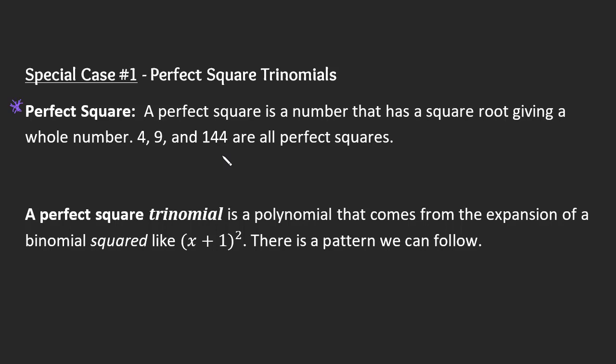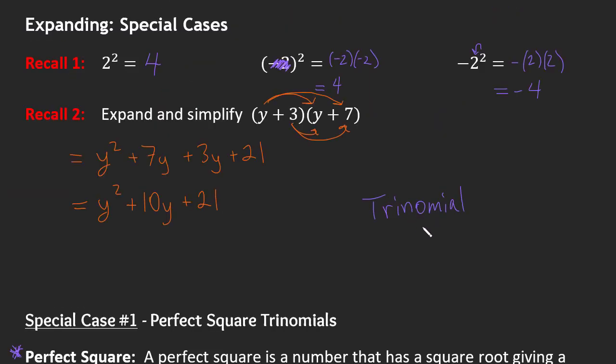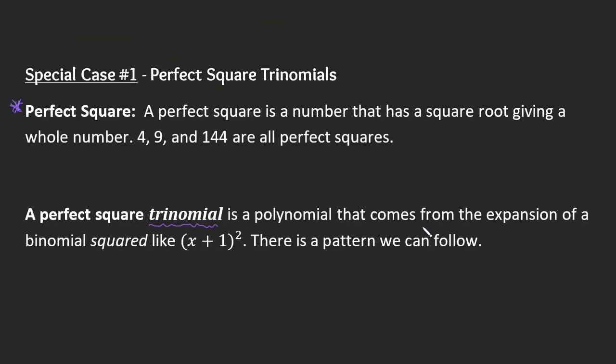Well, a perfect square trinomial, which is why I mentioned what a trinomial is up above here, is a polynomial that comes from the expansion of a binomial squared. And so if I were to say 2 squared, that's 4, that's my perfect square.